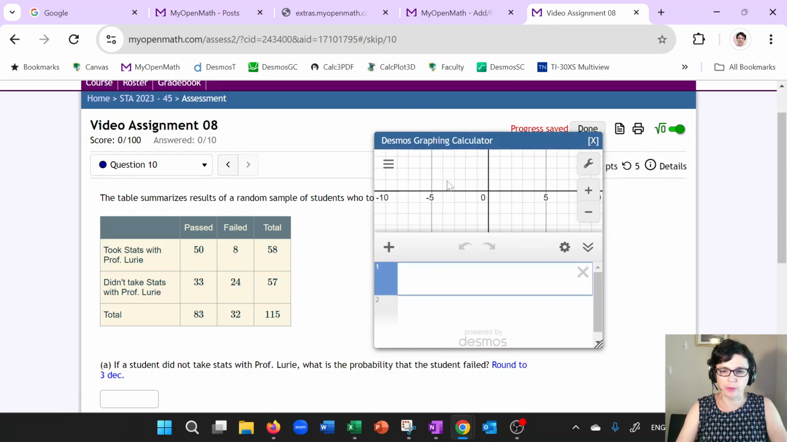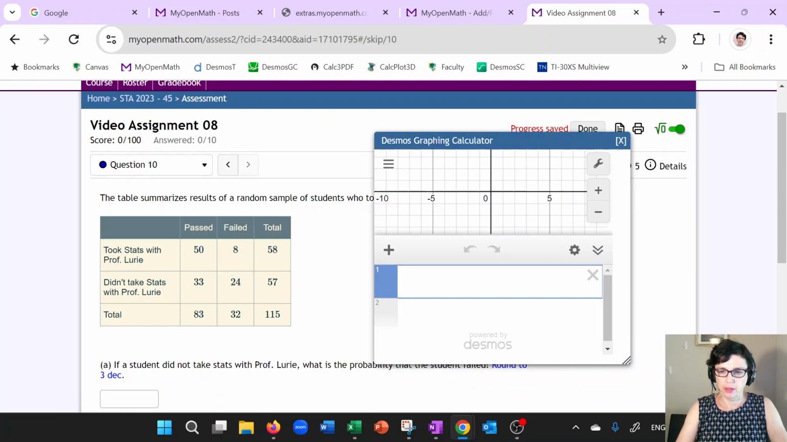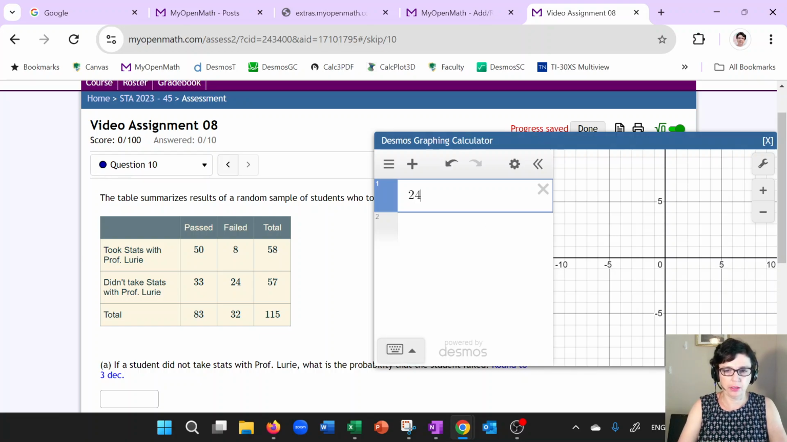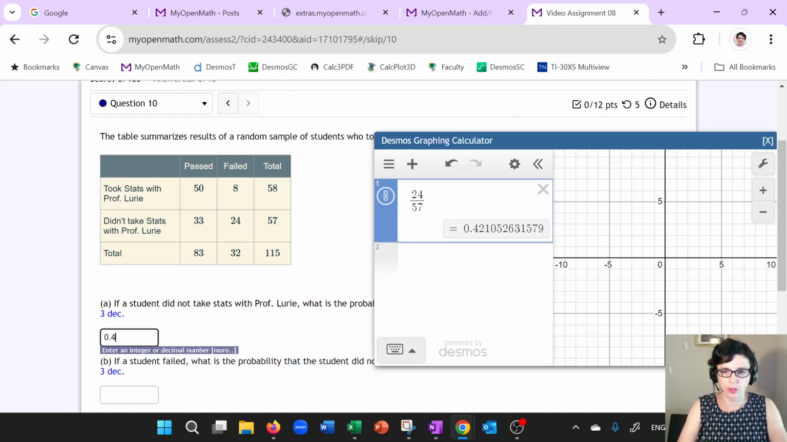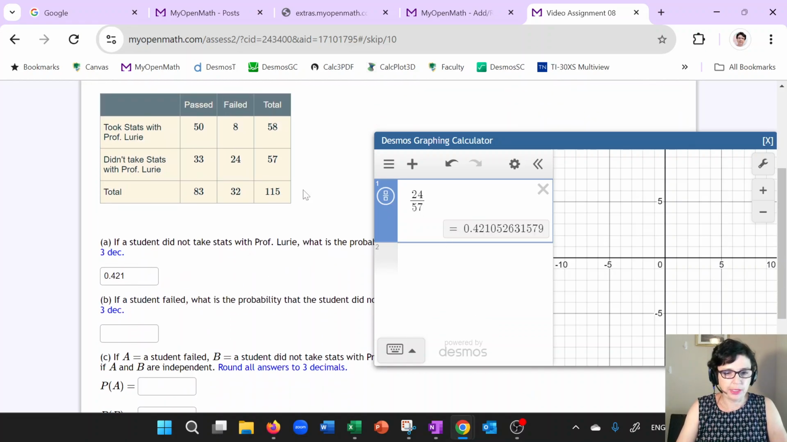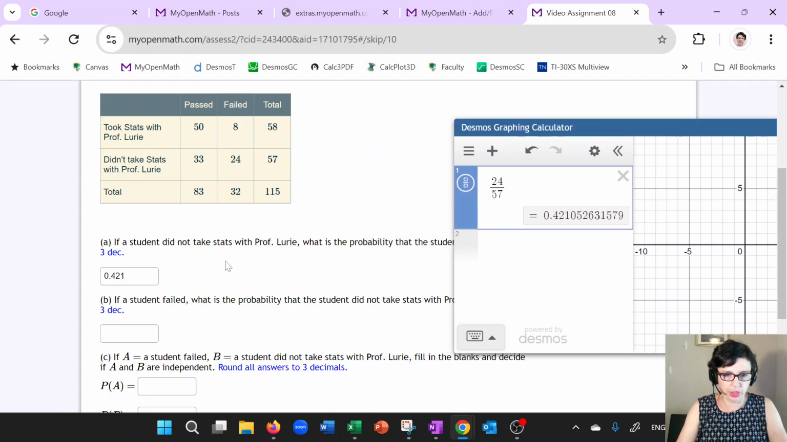So let's just open up the calculator, and let me see if I can resize it. So we get 0.421.